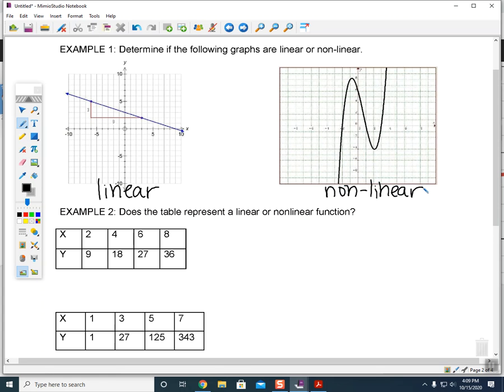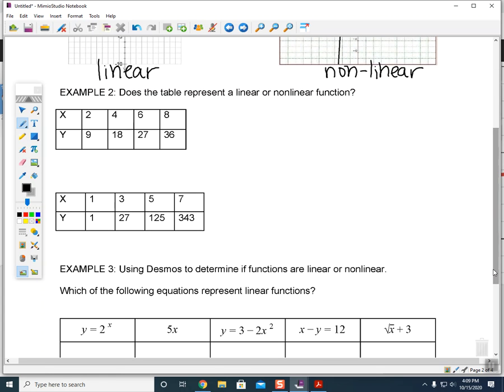Okay, these require a little bit more thinking. So does the table represent a linear or nonlinear function? Well, if you remember, a linear function has a constant rate of change, right? It's going to change the same amount every single time. So what I need to do is look at my outputs, my range, my y values, and see, are they changing the same way every single time?